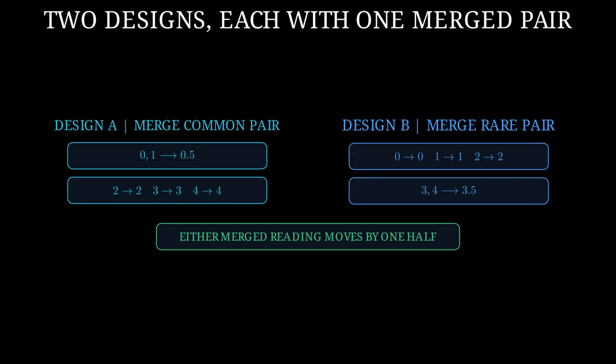Compare 2 simple designs. Design A merges the common readings 0 and 1 at their midpoint, 1/2. The second design keeps those common readings separate and instead merges the rare readings 3 and 4 at their midpoint, 3 and 1/2. Every other reading is reconstructed exactly. Both designs use 4 labels, and both merged pairs are only 1 level apart. Which design has the smaller average squared error? Merge the common pair or merge the rare pair? Choose the common pair design or the rare pair design before we calculate.